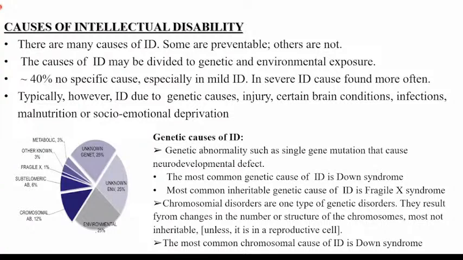So Down syndrome is a chromosomal disorder. It is one type of genetic disorder that usually cannot be inherited. With chromosomal disorders, there are changes either in the structure of the chromosome or in the number of the chromosomes. The most common chromosomal cause of intellectual disability is Down syndrome. So it's the most common genetic cause, and also the most common chromosomal cause, but it cannot be inherited. So that slot is taken by Fragile X.